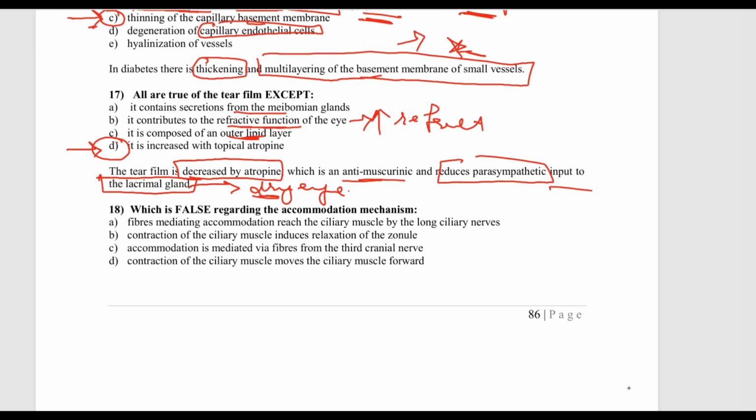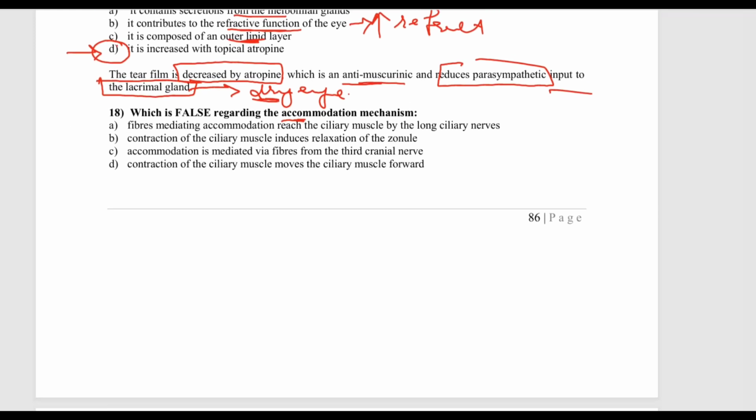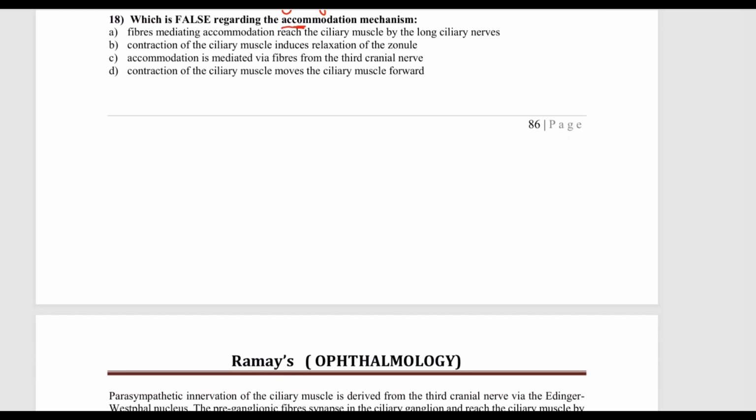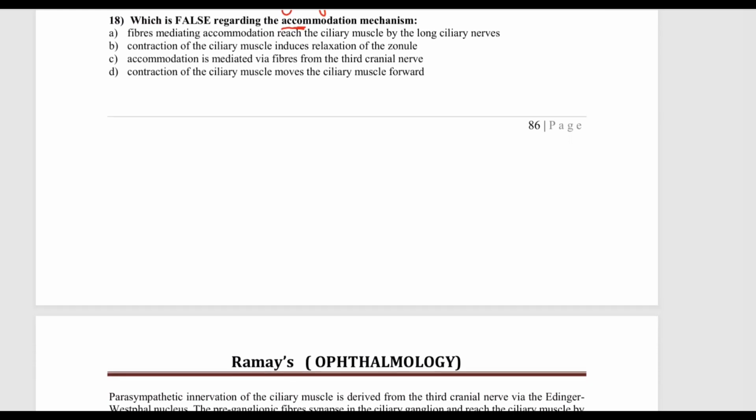Which statement is false regarding the accommodation mechanism? The options are: fibers mediating the accommodation reach the ciliary muscle by long ciliary nerve. Contraction of the ciliary muscle induces the relaxation of the zonules. Accommodation is mediated by the fibers from the third cranial nerve. Contraction of the ciliary muscle moves the ciliary muscle forward. So we have to choose what is false regarding the accommodation.